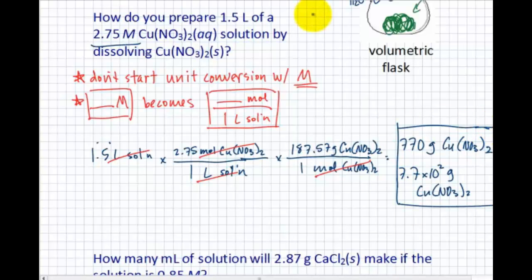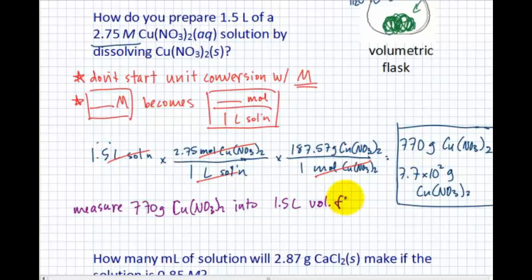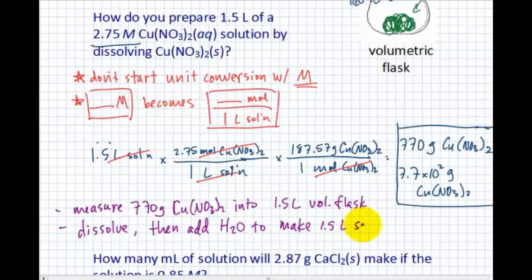In order to prepare that solution, we need to measure out 770 grams of copper 2 nitrate into a 1.5 liter volumetric flask. Dissolve it. Then add water, add enough water to make 1.5 liters of solution total. Okay.